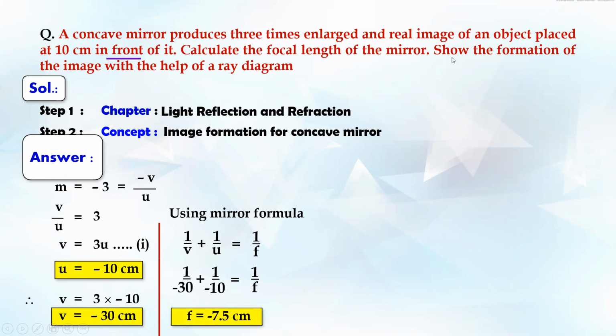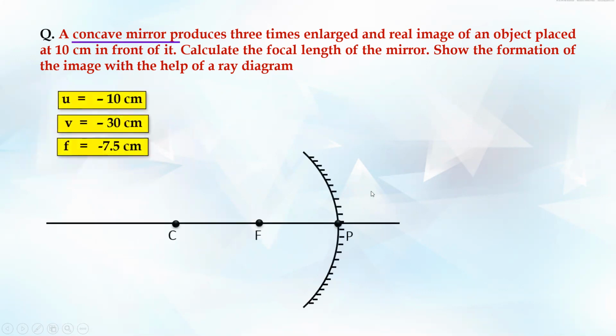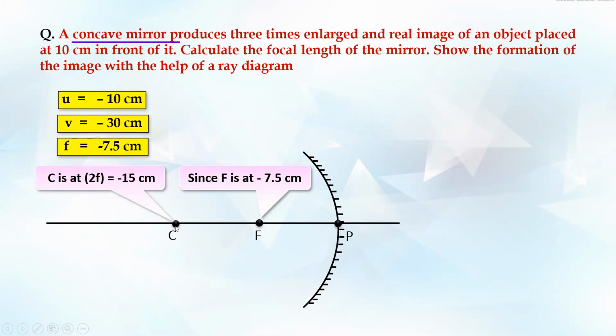The sum doesn't end here. We have to actually draw the diagram, right? तो अपने को क्या क्या मालूम है? Focal length मालूम है, object का distance मालूम है, image का distance मालूम है. So we'll draw it. Concave mirror बना लिया. Focal length is 7.5. तो यहाँ से 7.5 पे f और वापस same distance पे c, that is 7.5 पे, मतलब total makes it 15.